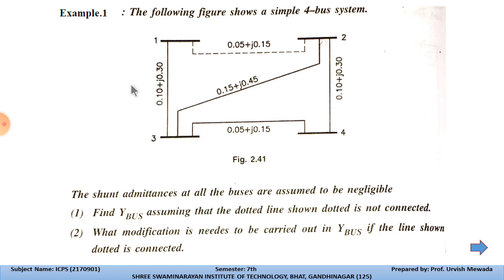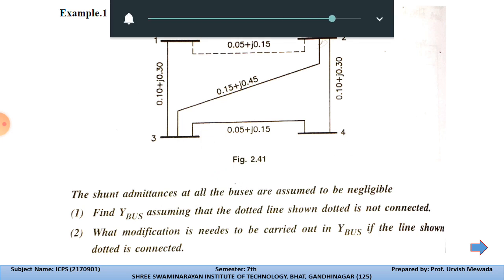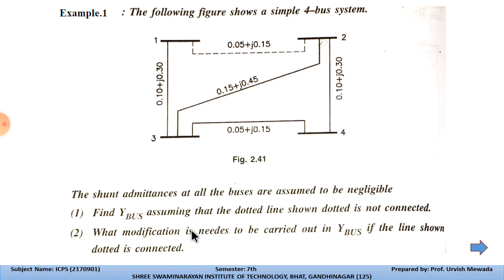First we need to find Y bus, assuming that the line shown dotted is not connected in the first case, and what modification needs to be carried out in Y bus if the line shown dotted is connected. Means we have two cases. The first case is this link is not connected, and in the second case we add this link, then what will be the modified Y bus. So let us discuss how we can form the modified Y bus.